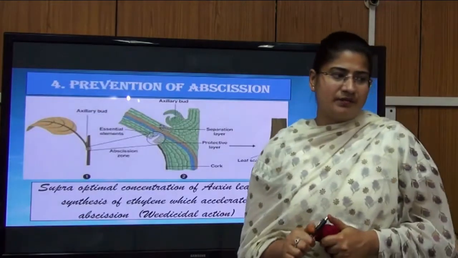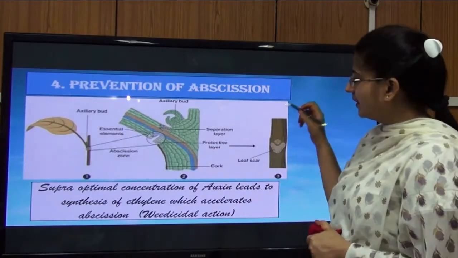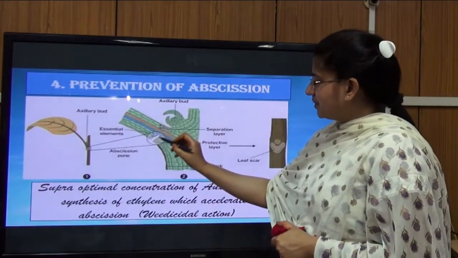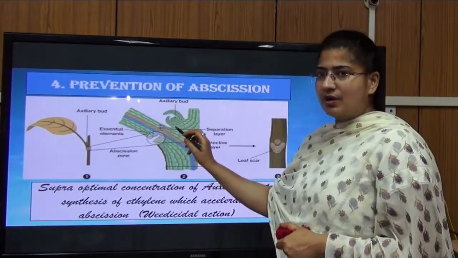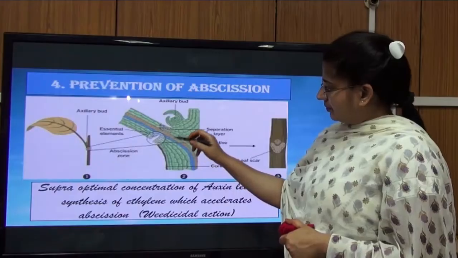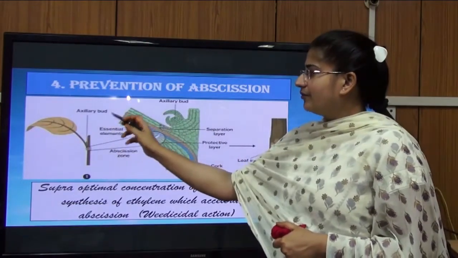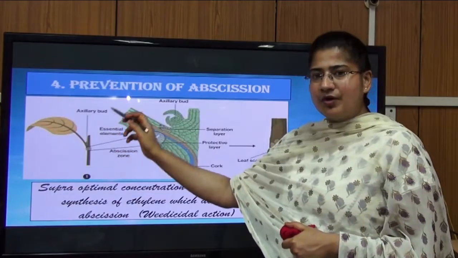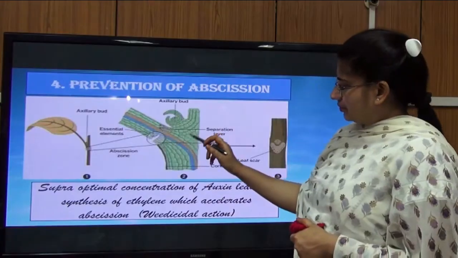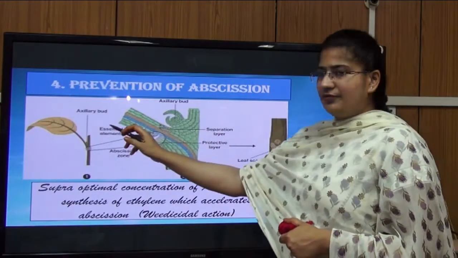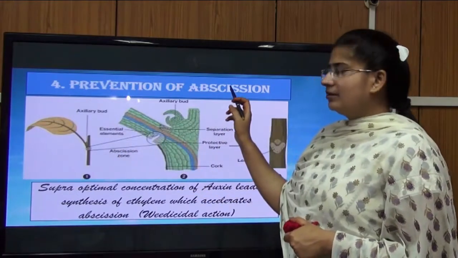Now the fourth developmental role of auxin is prevention of abscission. You can see here in this figure, this is the zone of abscission. In a young plant, this abscission zone is not formed, but when there is aging, when there is senescence in the plant, then the leaf or the fruit or the flower tries to fall off from the twig, from the branch to which it is attached. During that, this falling off of the organs from the twig is prevented by auxin.